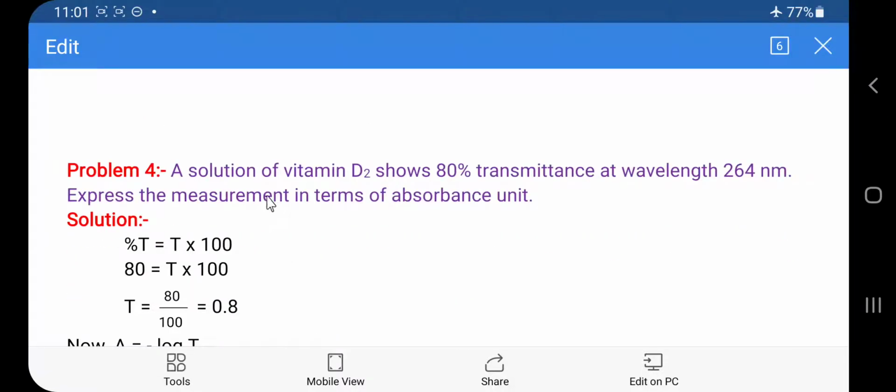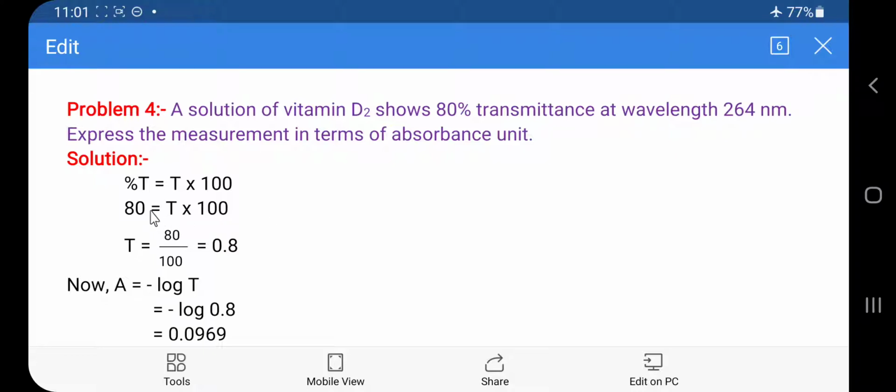Then the next problem: a solution of vitamin D2 shows 80% transmittance at the wavelength 264 nanometer. Express the measurement in terms of the absorbance unit. That is, the transmittance of the solution is given, and we have to express this transmittance in terms of the absorbance unit. So here percentage transmittance is equal to T into 100. The percentage transmittance is given, that is 80%. So 80 is equal to T multiplied by 100, that is T is equal to 80 divided by 100, that is the transmittance is equal to 0.8.